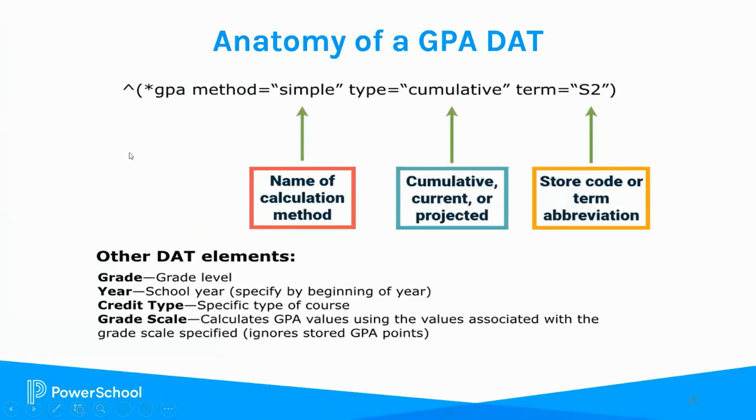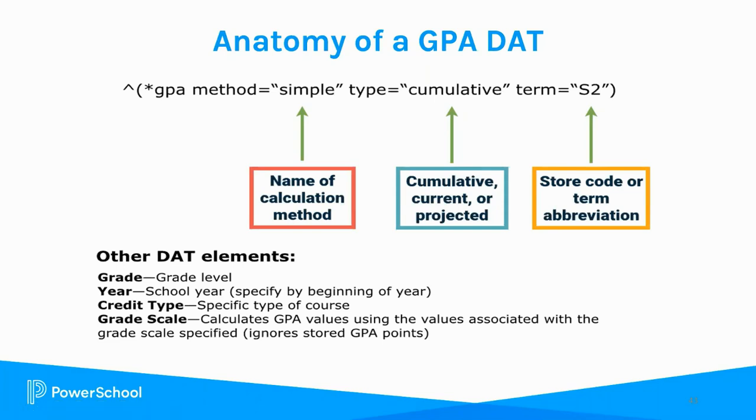Now there's the GPA debt code, and it can be used in a couple different places. Another thing you need to know about debt codes: debt codes can only add to the GPA. It does not change the GPA. For example, this one, you do the GPA method, the name. So we're looking at the simple. It's the same one we have. We're making sure it's cumulative and the term is S2.